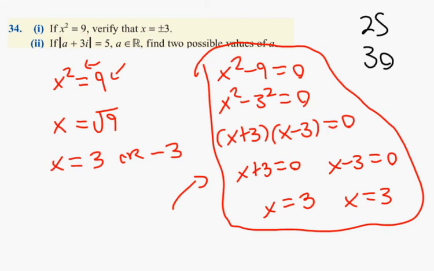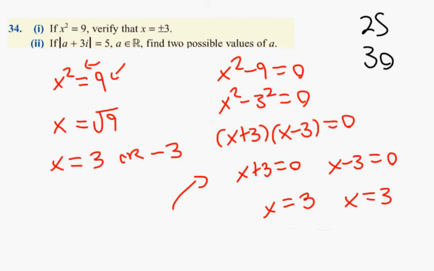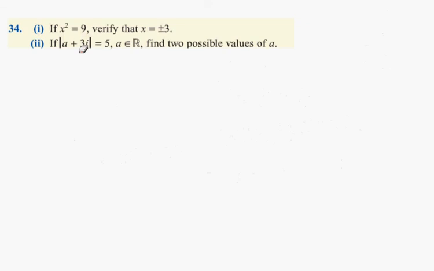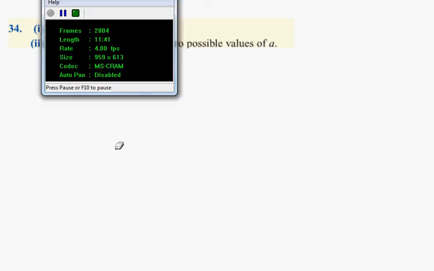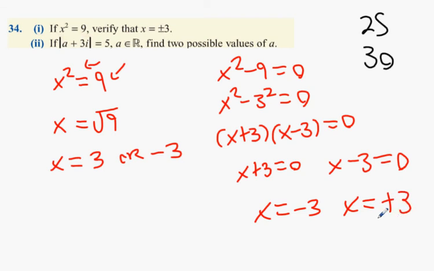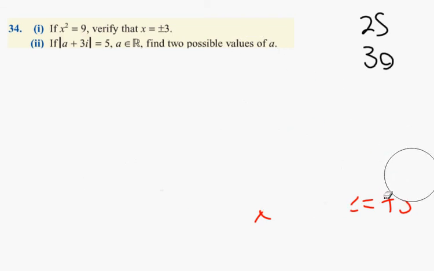Now that that's done, what this question reads is: the modulus of a plus 3i is equal to 5. Find two possible values of a. Just so I'm here, guys, x minus 3 equals 0, x equals minus 3, x equals plus 3. Okay. And now, after that, guys, for the next question, the modulus of a plus 3i equals 5.